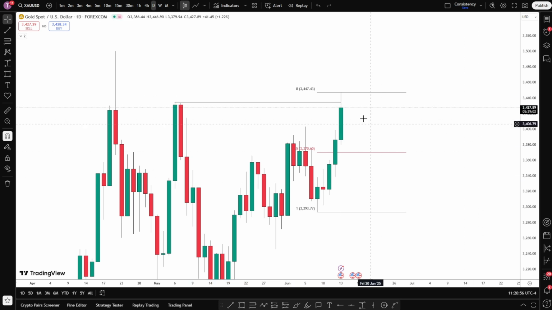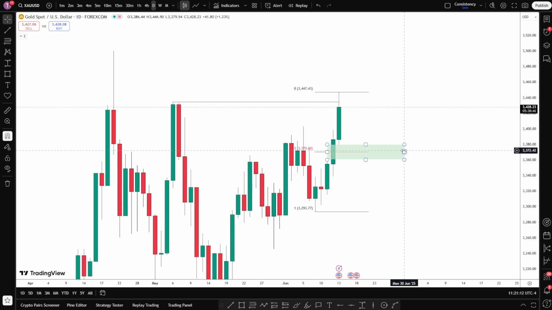So what do we have here? Three confluences all matching. External range, internal range right here. We have our fair value gap. Great target for next week. And then we have our equilibrium resting right here. So this is setting up for a really good week next week. Very algorithmic and it looks absolutely perfect.